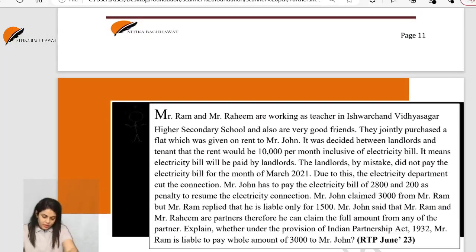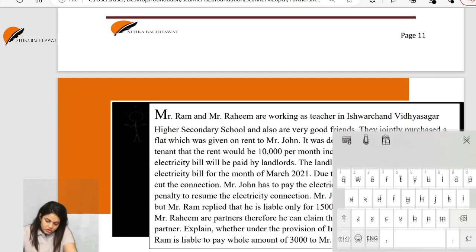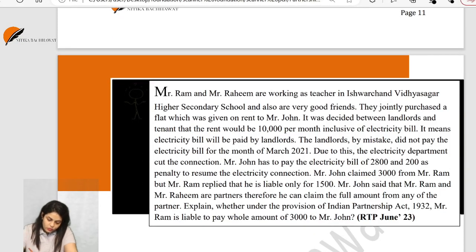Mr. Ram and Mr. Rahim are working as teachers in Ishwar Chandra Vidyasagar Higher Secondary School and are also very good friends. They jointly purchased a flat which was given on rent to Mr. John.